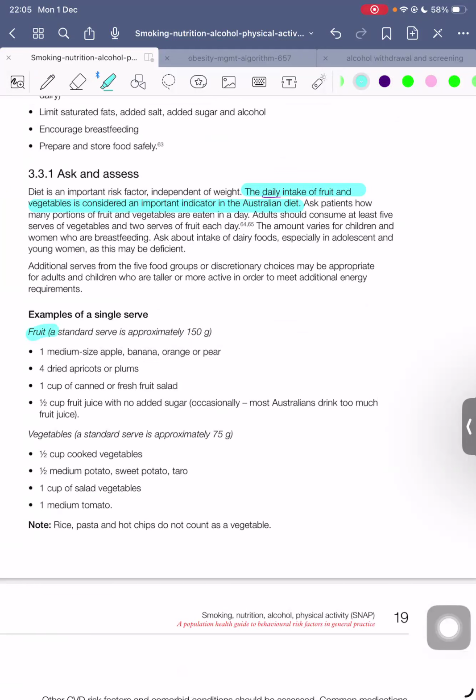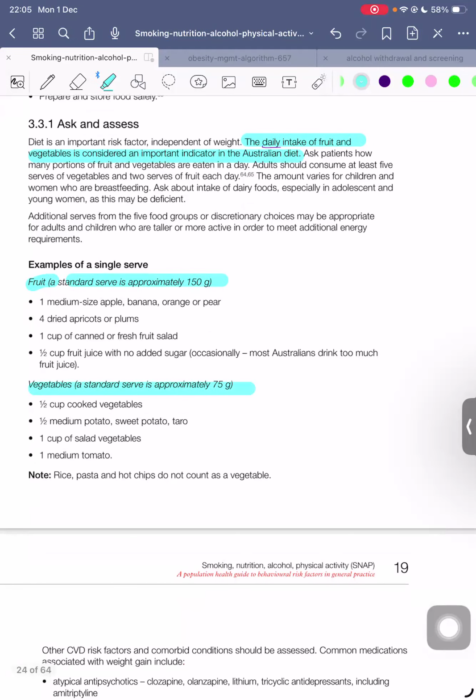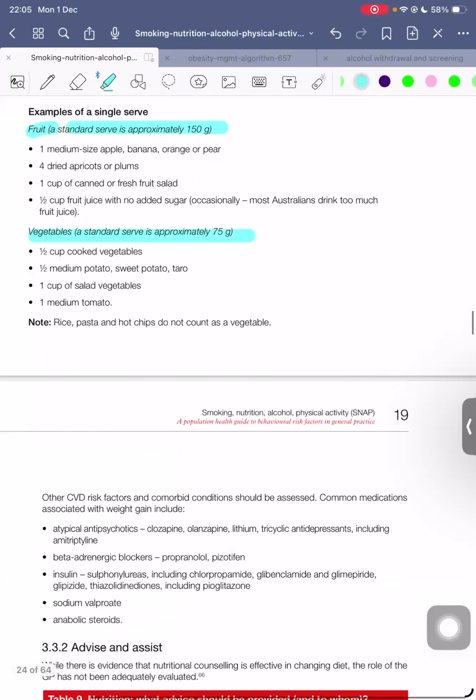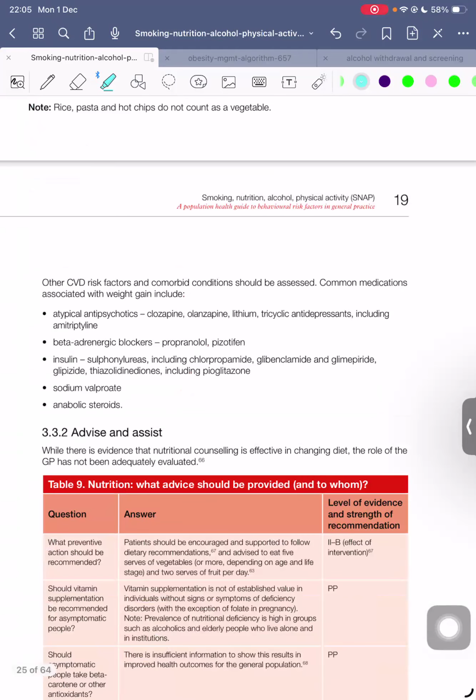Usually a fruit standard serve is approximately 150 grams, and a vegetables standard serve is approximately 175 grams. You don't have to remember the whole thing. That's what I was told, because this is not very important.